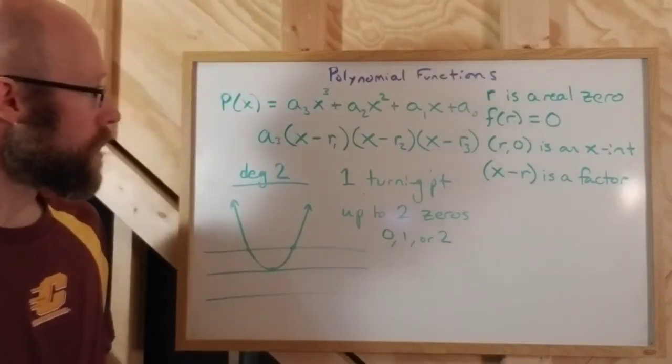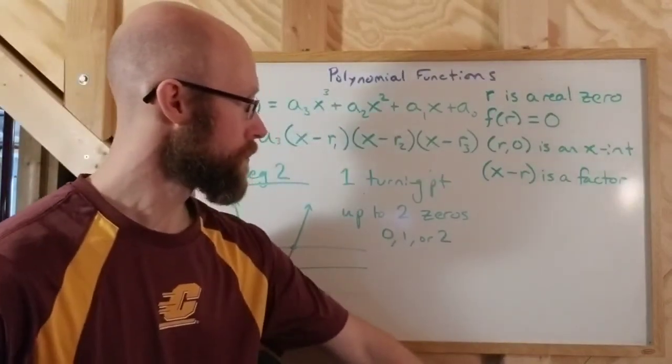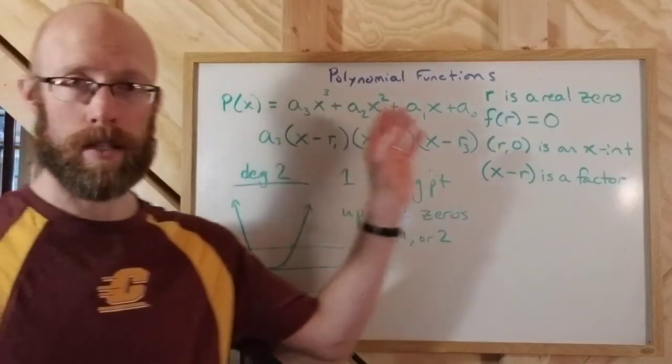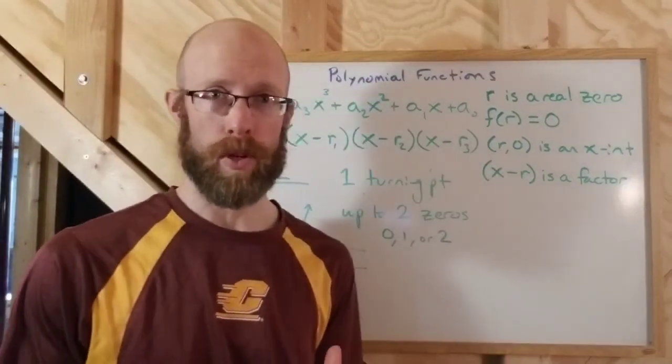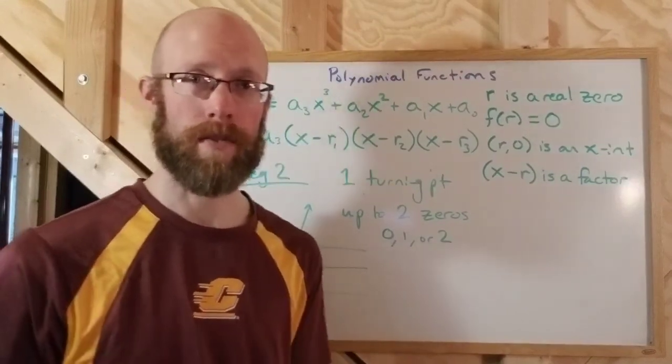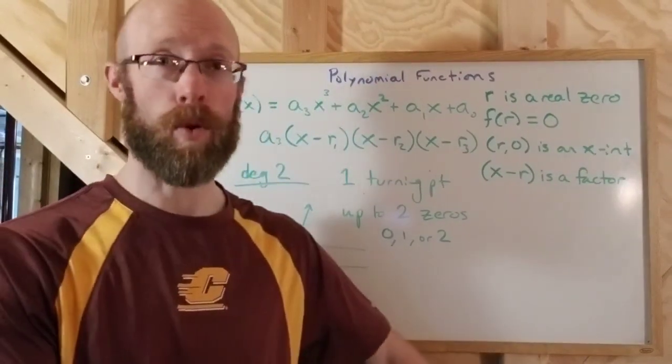Okay? So again, we're looking at the relationship between the number of factors, the number of x-intercepts, the number of turning points, and the degree. They're all related. None of those things can exceed the degree. And the number of turning points actually can't exceed one less than the degree.